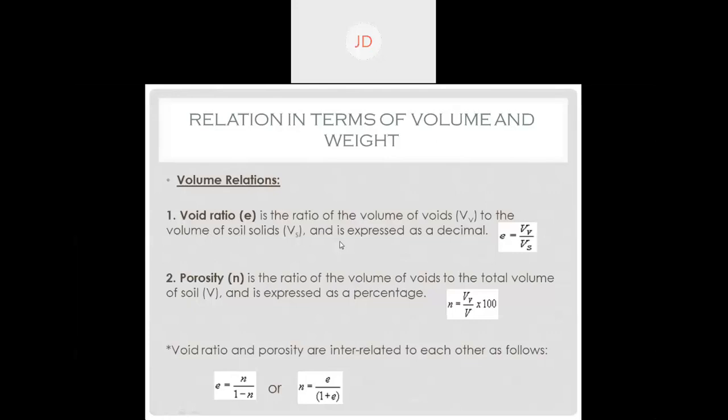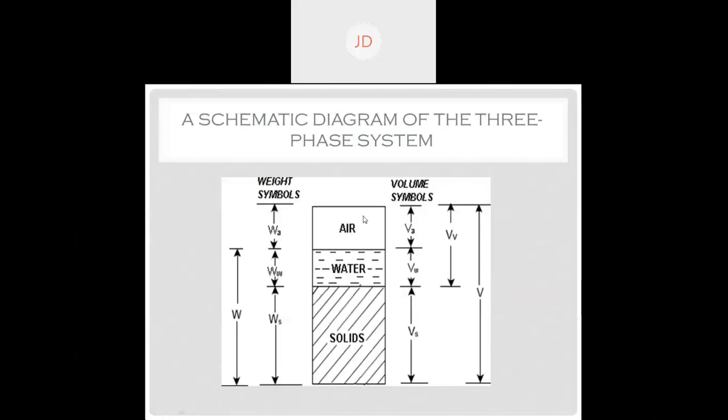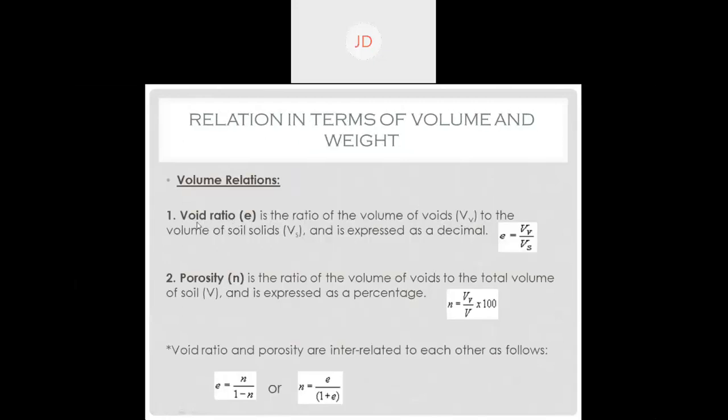Before that, I just want to tell you that first of all, we'll discuss volume relations only. That means we are discussing relations based only on volume, not depending on weight. Whatever I'm going to discuss now depends only on volume. Now see here, what is under volume relation? First relation is void ratio, which is denoted by small e. Now what is small e? Void ratio is defined as the ratio of volume of voids to the volume of solid, and is expressed as a decimal or fraction.